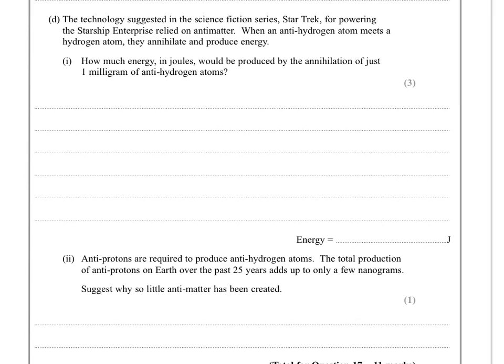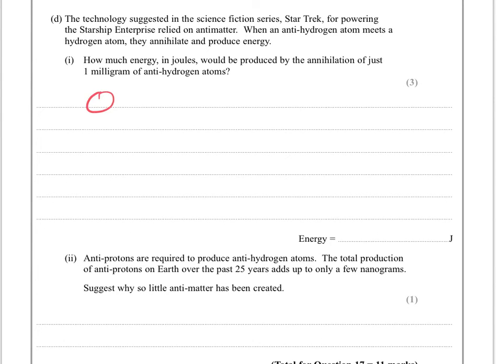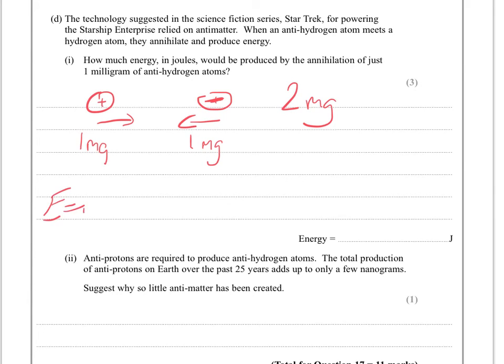Now, this is a little bit fiddly because, sorry, you have to have equal amounts of normal matter and antimatter. So if you're annihilating a milligram of antihydrogen, you have to have also a milligram of the other stuff. So there's a total of 2 milligrams here in order to get this to happen. And so the energy produced will just be mc squared. So 2 milligrams is going to be 2 times 10 to the minus 6 of a kilogram. And you multiply that by c squared to get the energy in joules. And that gives us a value of 1.8 times 10 to the 11 joules.